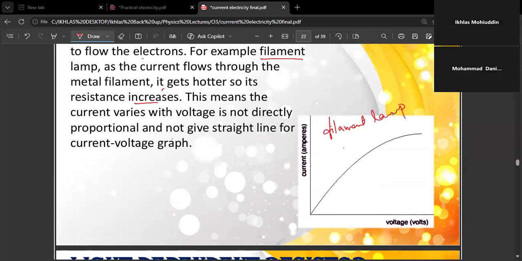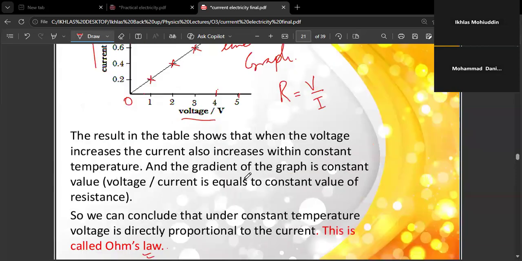Because of the change in temperature, the graph would be like this. For some time it is straight, but when the temperature starts to increase, the graph would be like this. It becomes curved. So always remember this. It is a graphical representation of the filament.